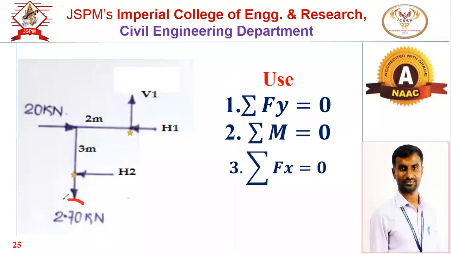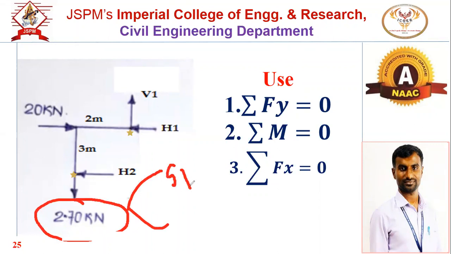Now here, this 2.7 kilonewton force, is it shear force or axial force? Who will tell? 2.7 kilonewton force is the shear force or the axial force? What will this force be? Axial. Axial force, vertical force for a column, it is axial force.